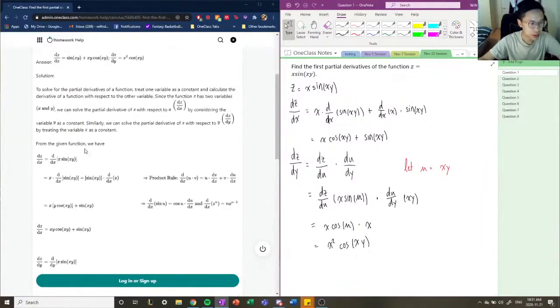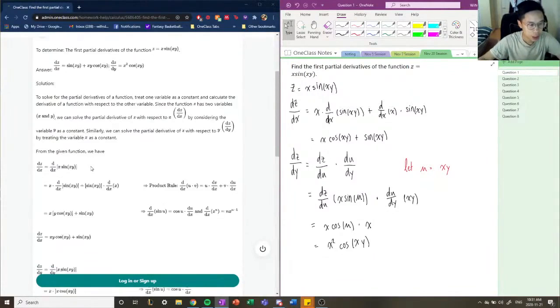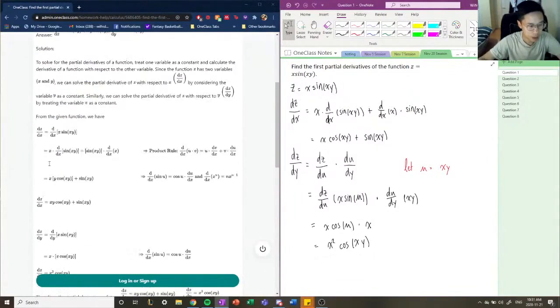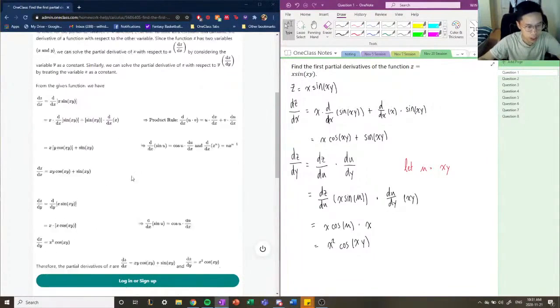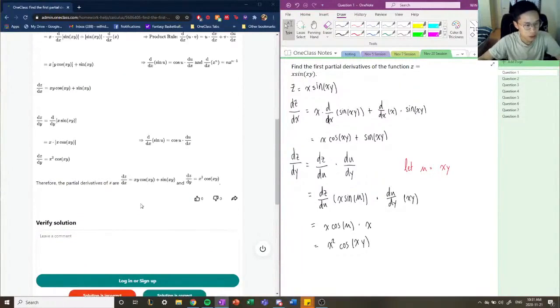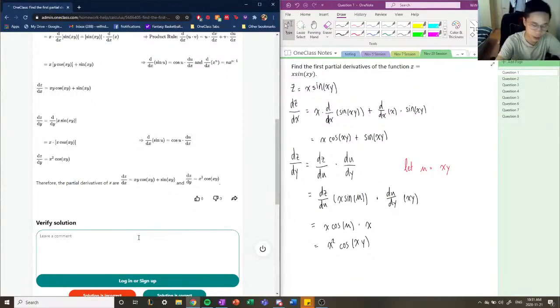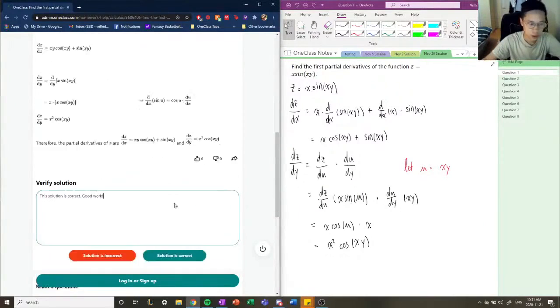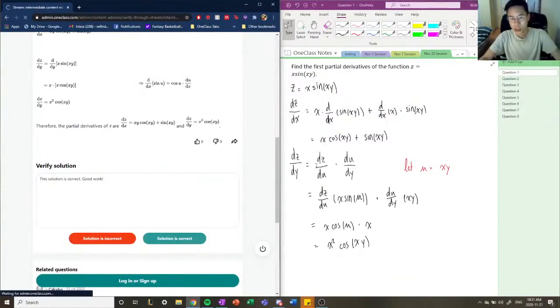The junior tutor also did the solution. They partially derived in terms of x, using the product rule and the power rule, and for the partial derivative of y, they used the chain rule with some trigonometric identities and trigonometric derivatives. So this solution is correct.